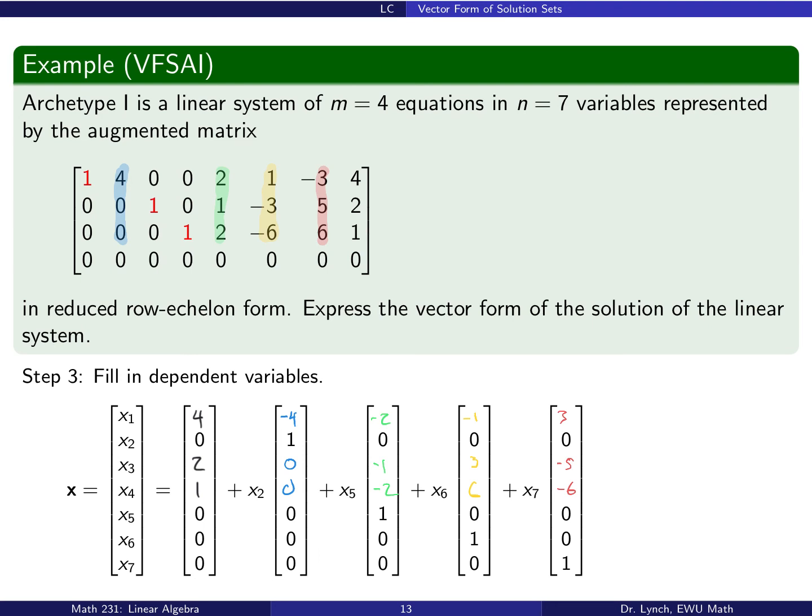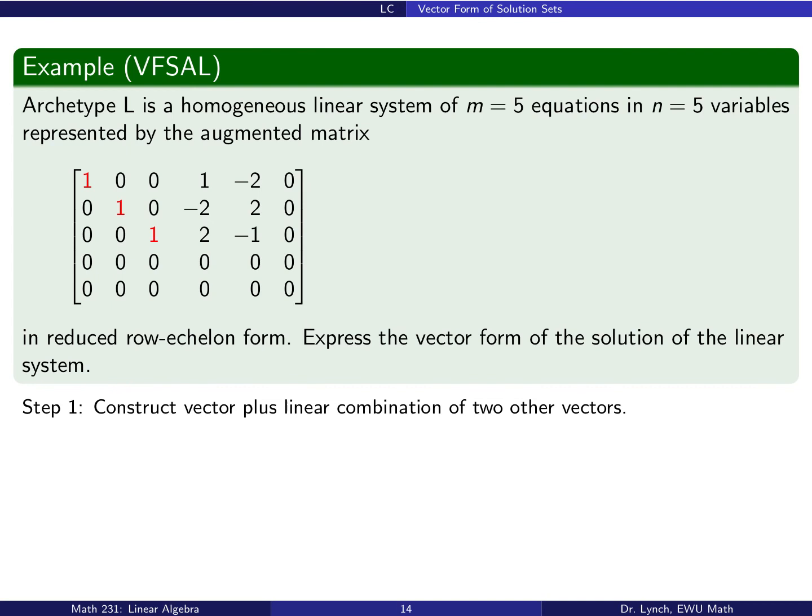Okay, let's do another one. Here's another one, the linear system corresponding to archetype L. Archetype L ends up being a homogeneous linear system. There are m equals 5 equations, n equals 5 variables. Here is the augmented matrix in reduced row echelon form. We've gone ahead and added the vector of zeros here. So we can sort of proceed similarly.